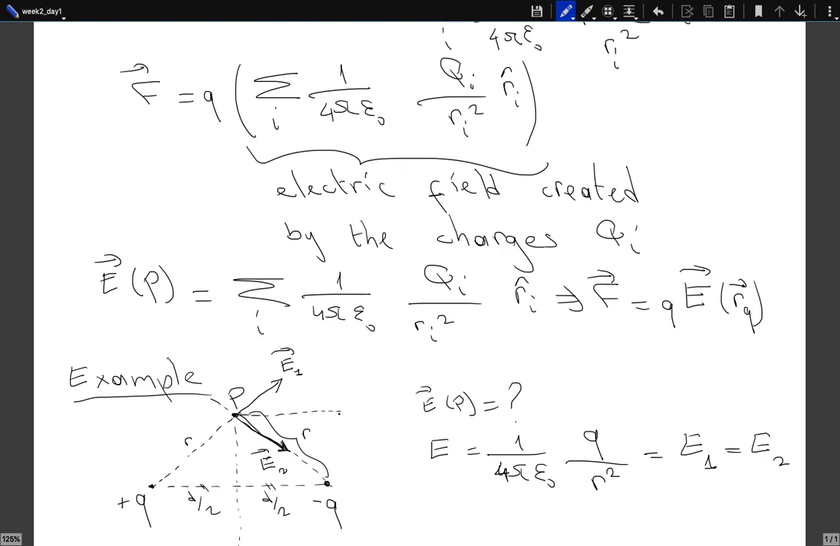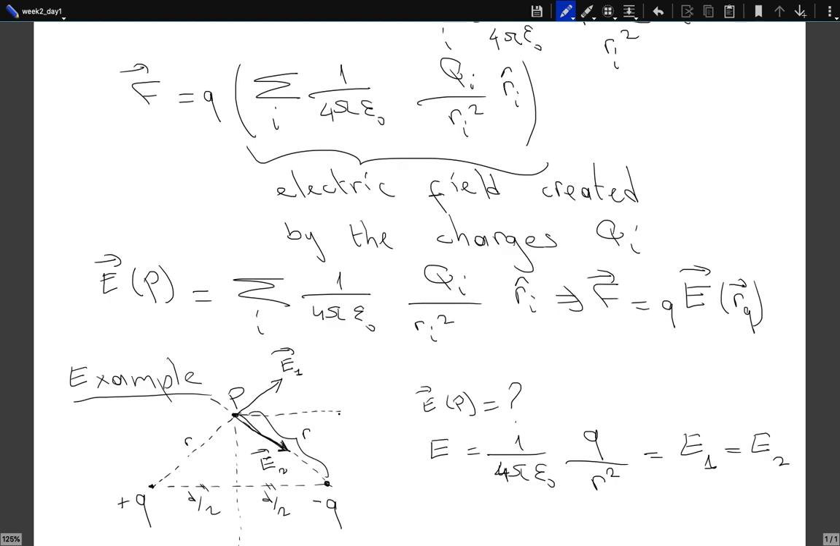Is this point clear? You see, the distance of this point from both charges are the same. So that is why both of them, and the charges have the same charge except on the sign. Their magnitudes are the same. So the electric fields they create will have the same magnitude.